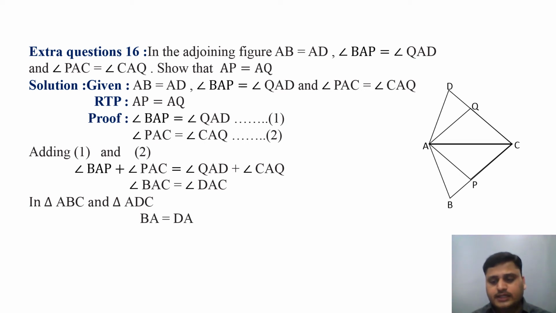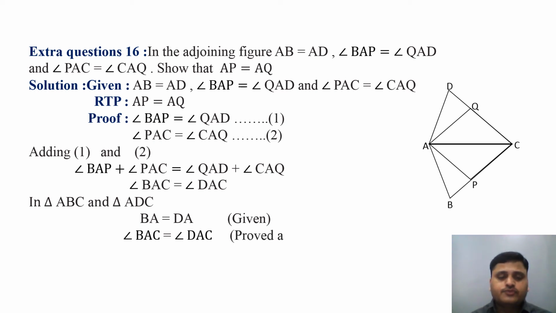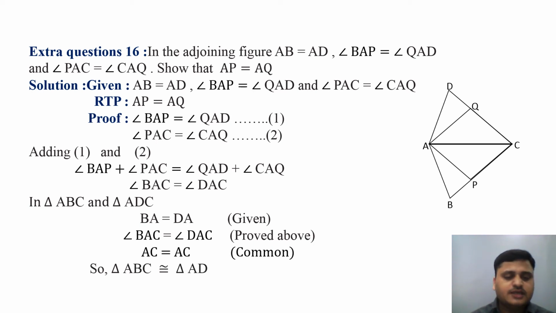Now we will take two triangles, triangle ABC and triangle ADC. Now in these two triangles we will prove congruence. So BA is equal to DA, this is given in the question. And then angle BAC is equal to angle DAC, proved above. AC is equal to AC, this is common. So triangle ABC is congruent to triangle ADC, by which criteria? Side angle side congruency rule. So if the triangles are congruent, by CPCT we say angle ABC is equal to angle ADC. Okay, till this it is clear?